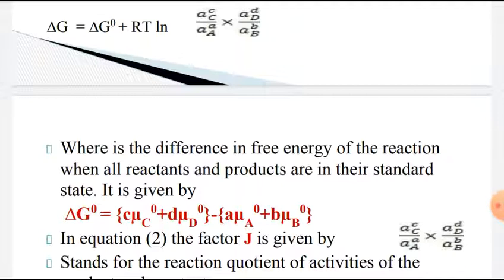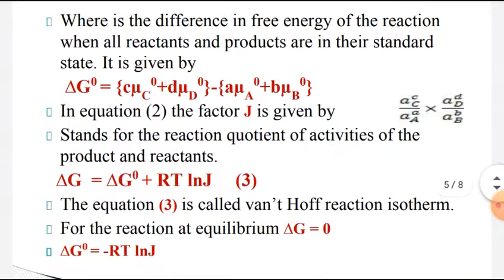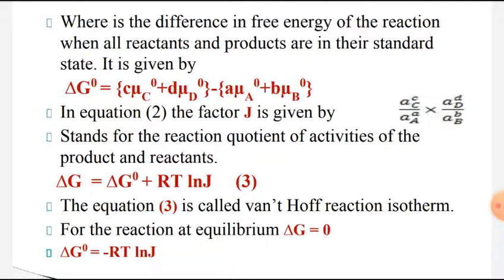the quotient of products over the quotient of reactants, where del G0 is the difference in free energy of the reaction when all reactants and products are in their standard state.